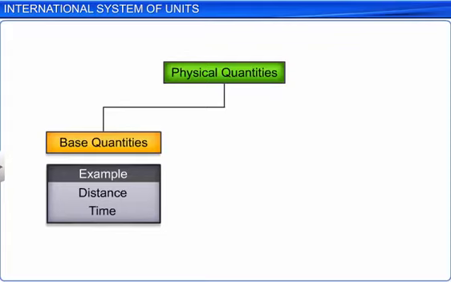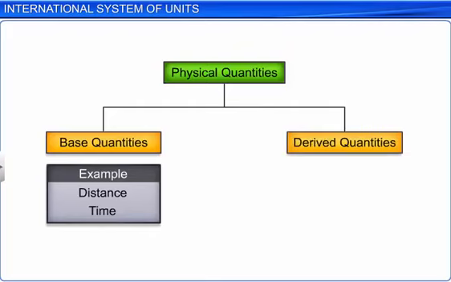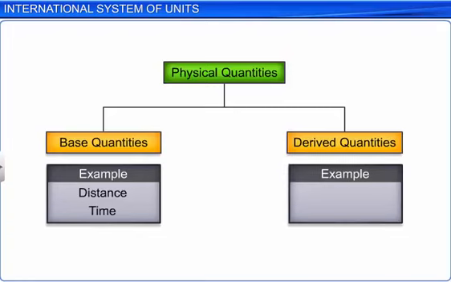The other quantities, which are expressed in terms of their fundamental quantities, are called derived quantities. For example, area or volume, which is expressed in terms of multiples of length, is a derived quantity. Similarly, speed is a derived quantity as its measurement depends on distance and time.